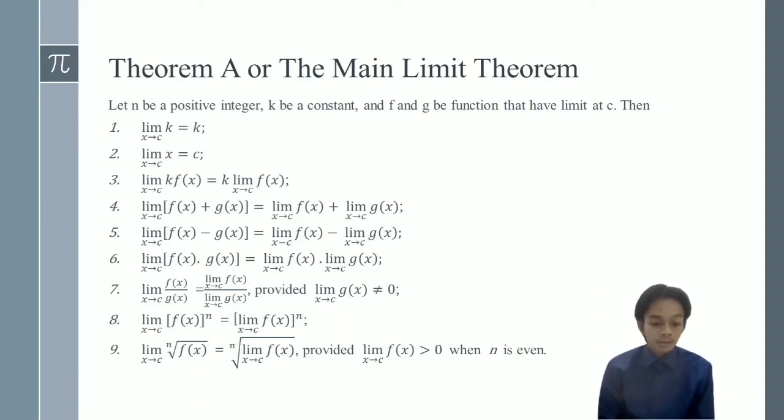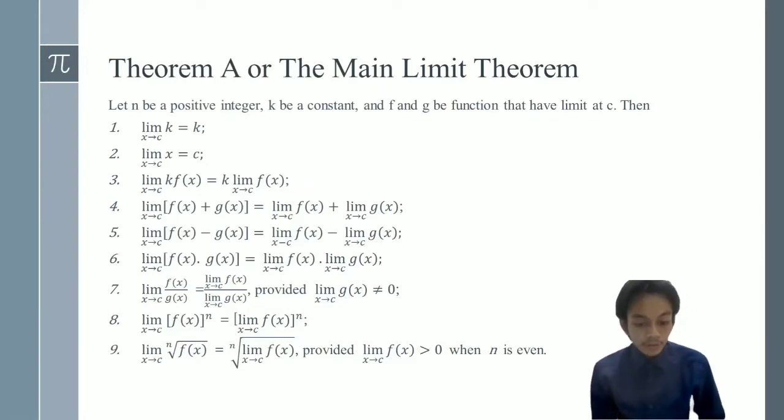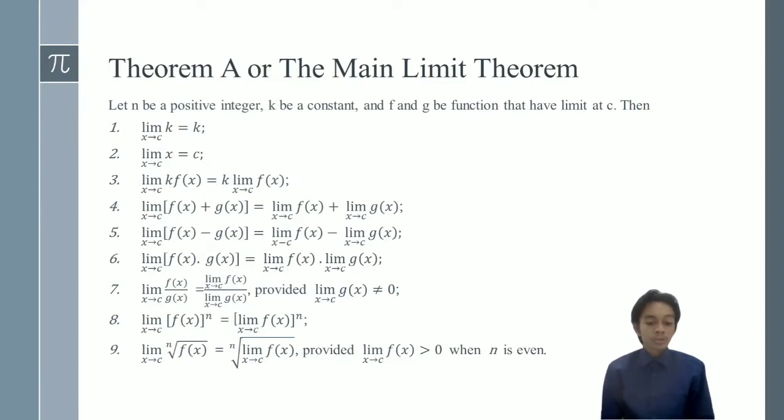Number 1, called the limit of a constant. The limit of a constant is itself. If k is a constant, then the limit of k as x approaches c is equal to k. Next, number 2, called the limit of an identity function. The limit of function f(x) equal to x as x approaches c is equal to c. Number 3 is simply substituting the k from the product of the function to the product of the limit.